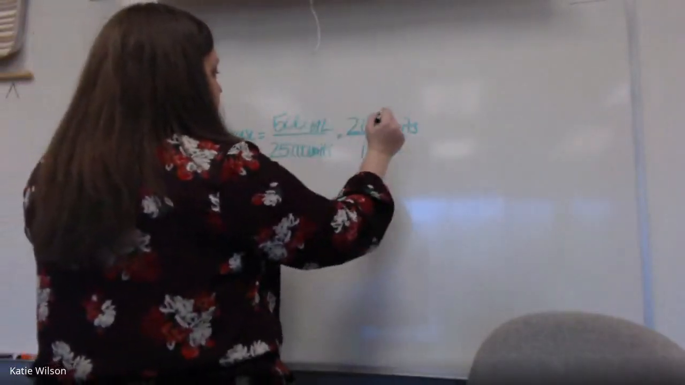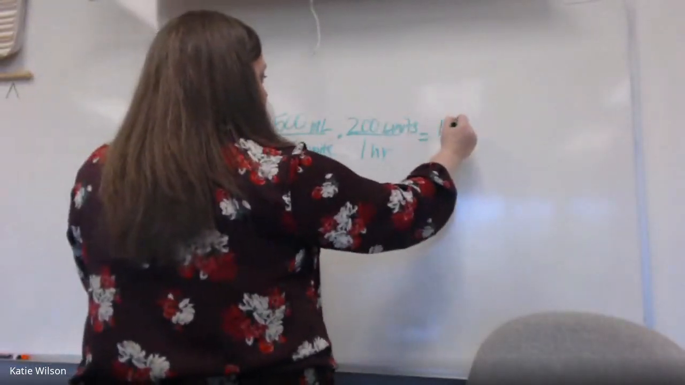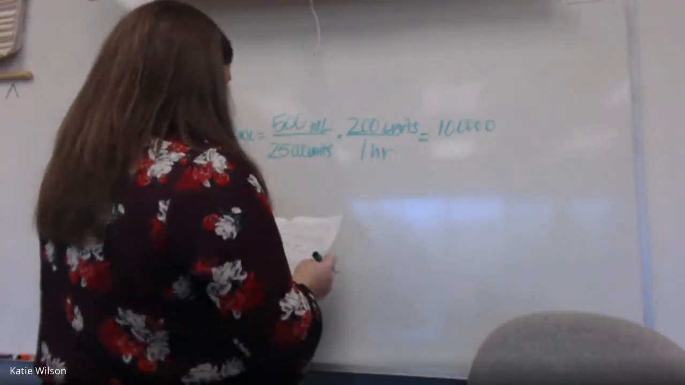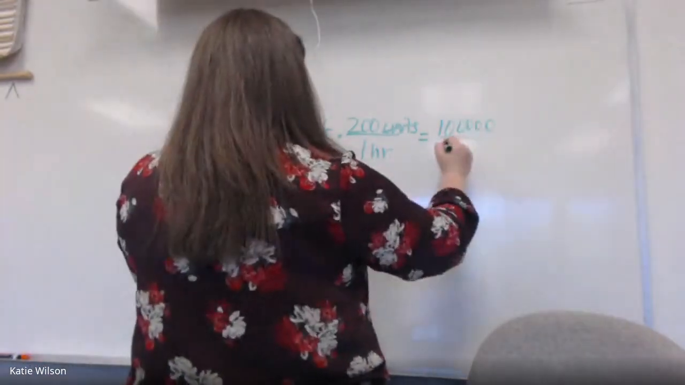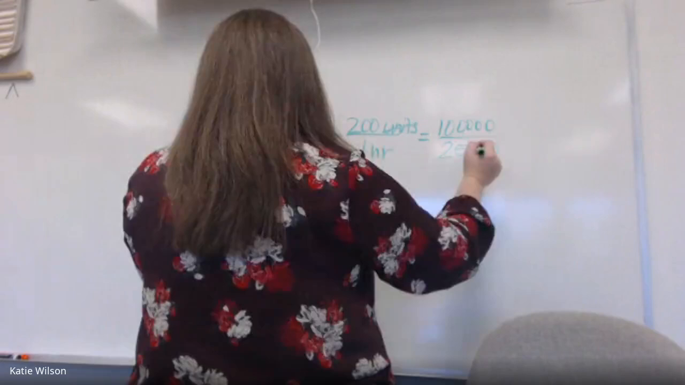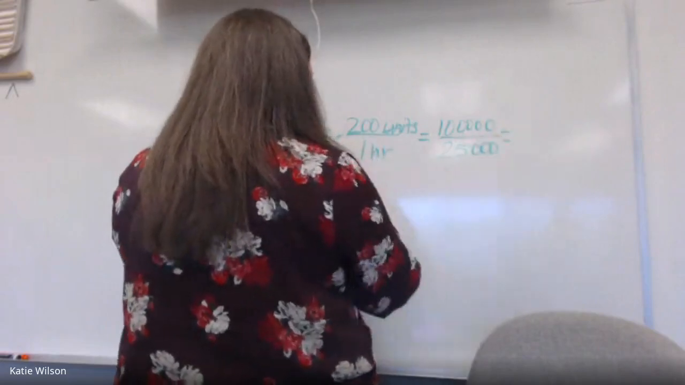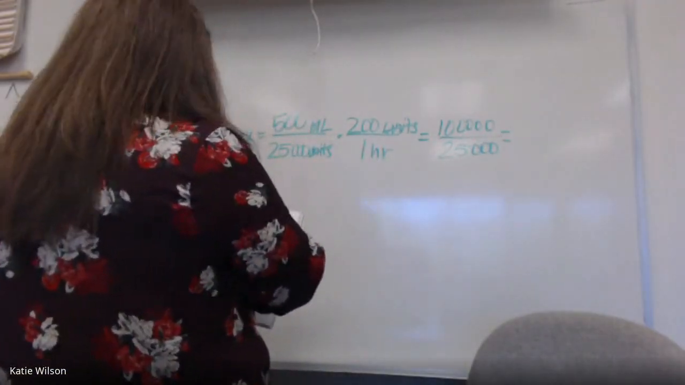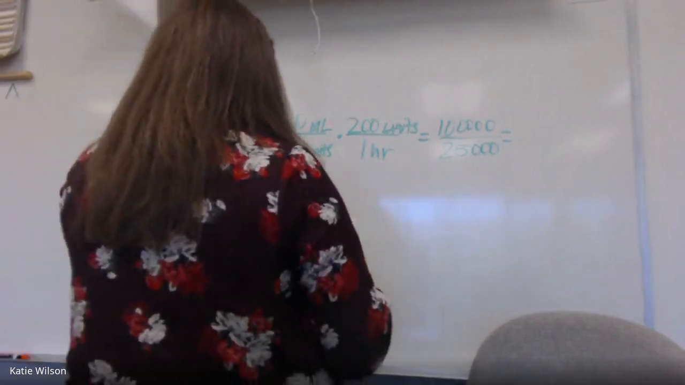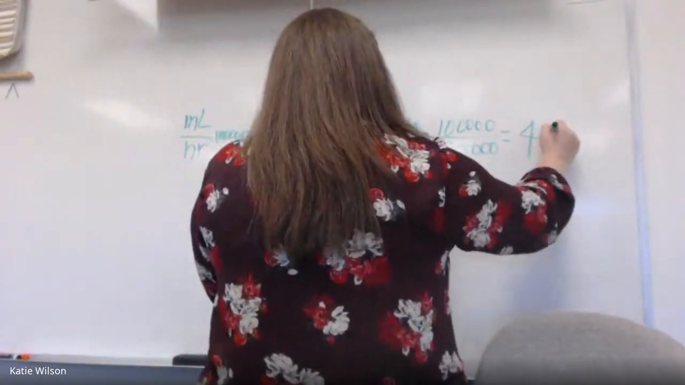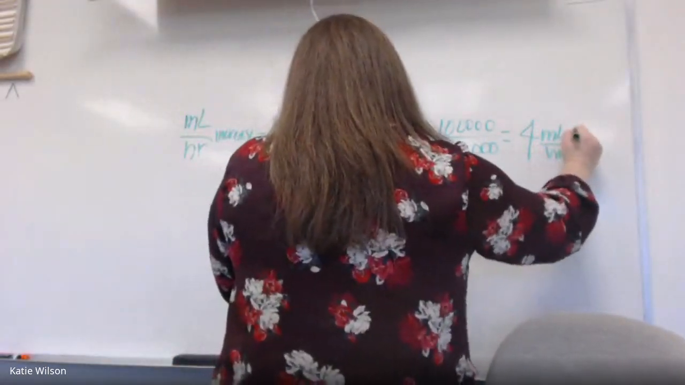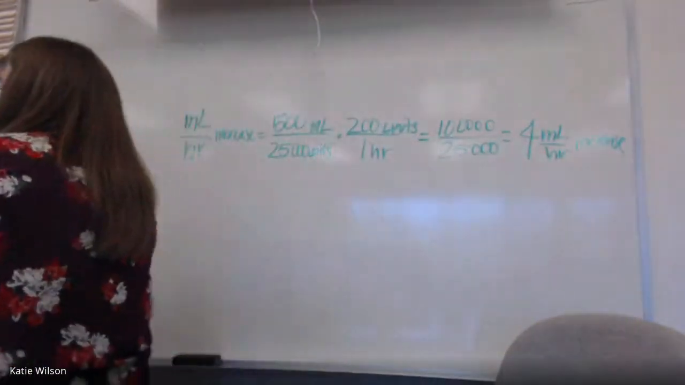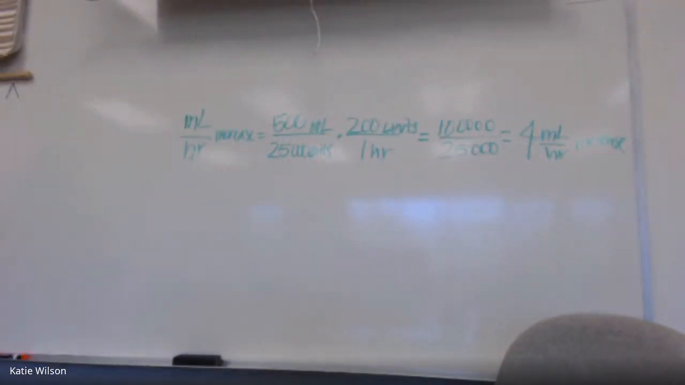So 500 times 200 would be, right, divided by 25,000. Is it like 200? Oh, sorry, I thought you said 2,000. Sorry. So that should equal 4. So we're going to increase by 4 milliliters per hour.